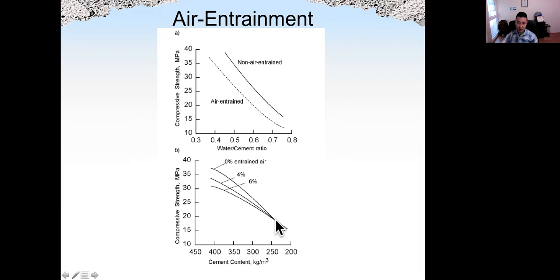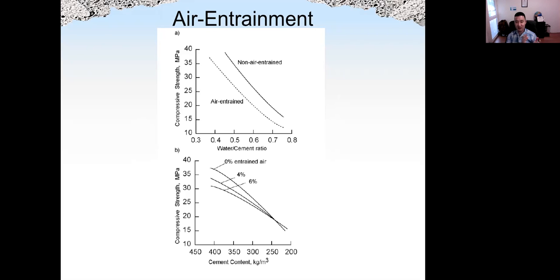Okay, until they cross around 250 kilograms of cement per cubic meter of concrete. The reason for that is when the cement content is so low, the workability will be too low. So adding air will actually increase the workability and make the compaction better. As a result, the concrete with higher air content will have better strength.